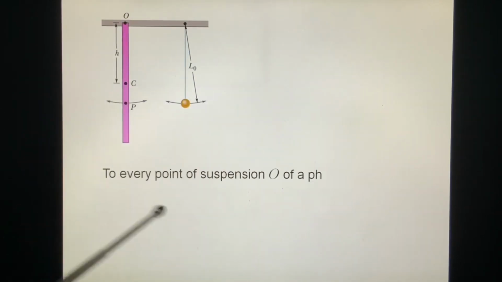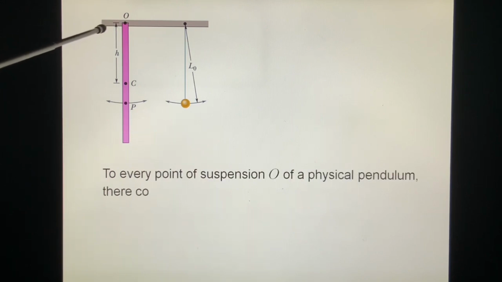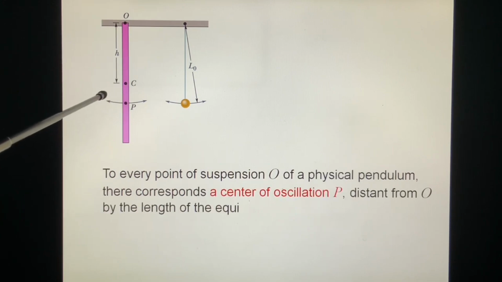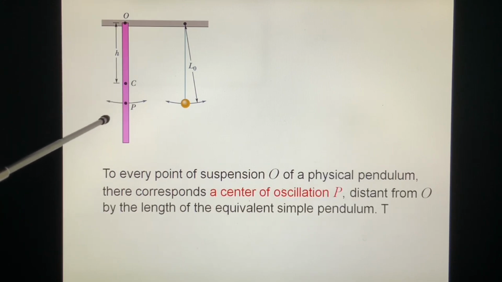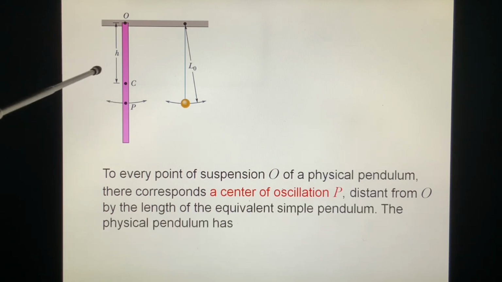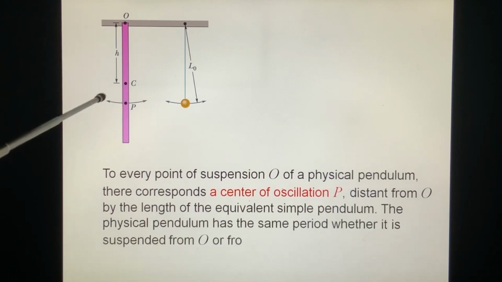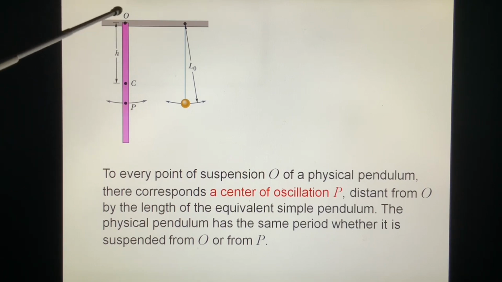To every point of suspension O of a physical pendulum, there corresponds a center of oscillation P. Its distance from O is given by the length of the equivalent simple pendulum. This is 2/3. Okay. The physical pendulum has the same period whether it is suspended from O or from P. You suspend here, you suspend here.